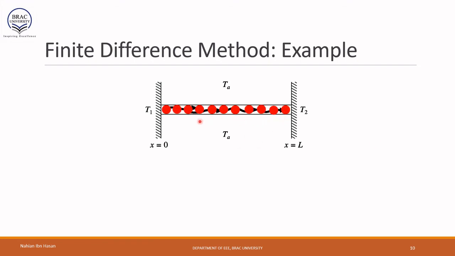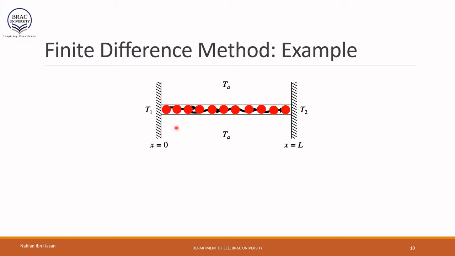You can use a larger number of data points here. The number of data points will define the number of equations that you will have. So if you use more data points, you will have a larger system of equations. Okay, so that's how you calculate the temperature along the rod.